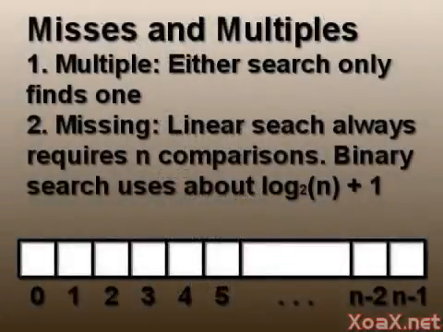There are two additional circumstances to consider: missing and multiple elements. If there are multiple copies of the target in the array, both searches will only find one instance. If the target is not in the array, the linear search will require n comparisons, and the binary search will require approximately log base 2 of n plus 1 comparisons.